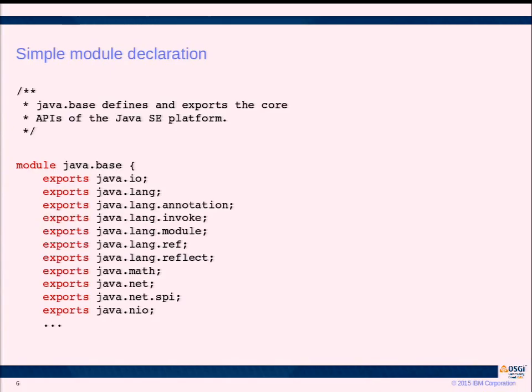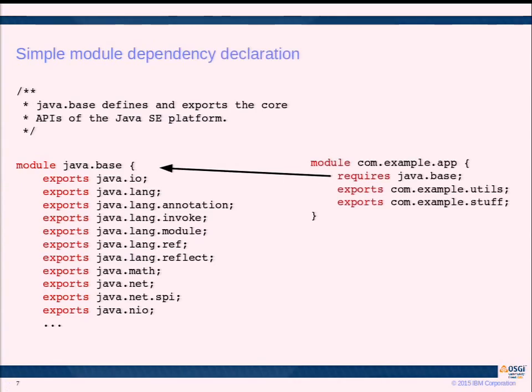Now, as an application developer, I come along and I want to put a dependency on this module. And so in my own module-info.java, I've got my application, example.app, and I have a requires statement which says I require the APIs in java.base. Okay, so that's a reference back into that particular module. And in turn, I export some packages from my own module.